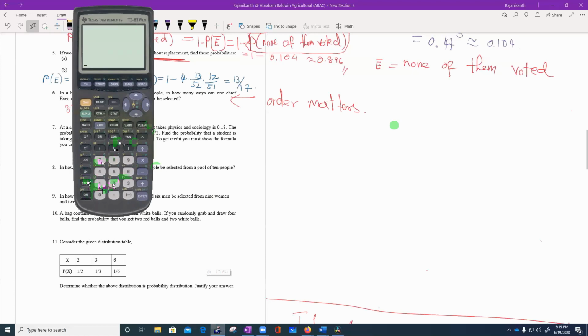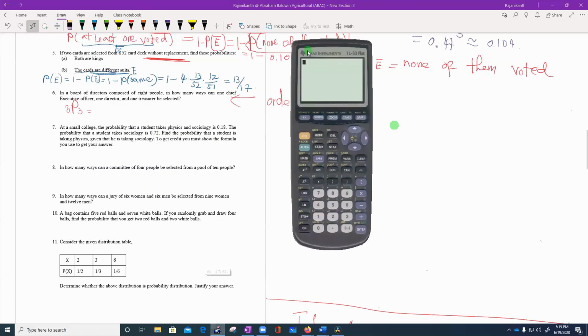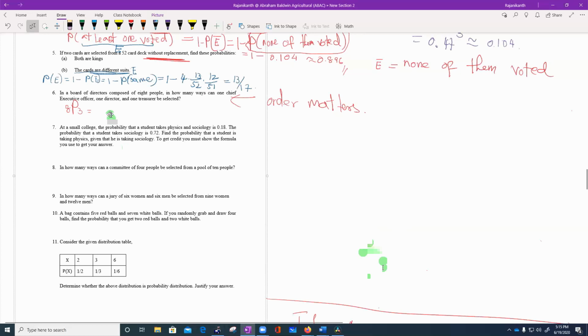Go to math. Probability, right? First type the number 8. Then go to math, then go to the number 4, PRB. Then you will see the second choice is nPr. Then enter, and enter the second number 3. 336. You see now there are 336 ways we could make that, the number of ways, right?